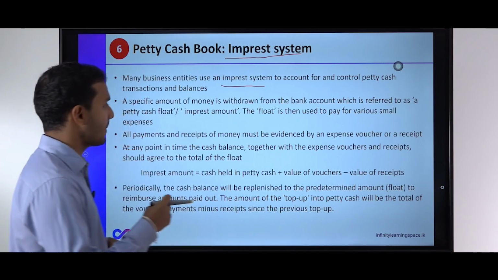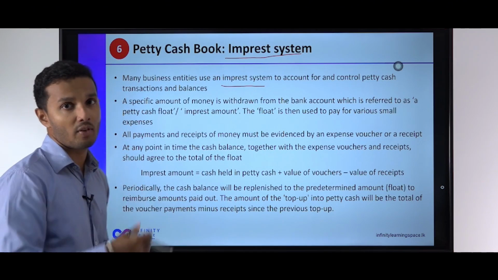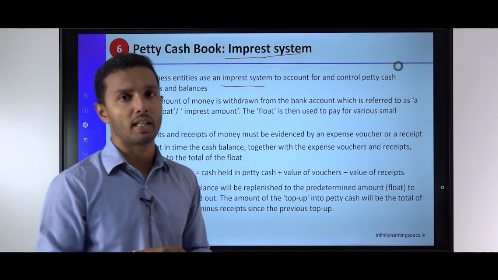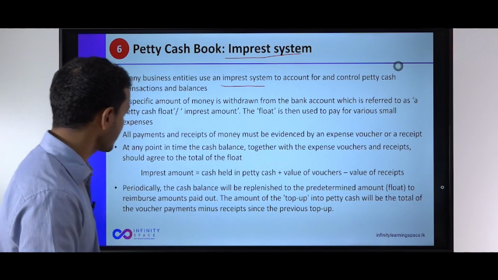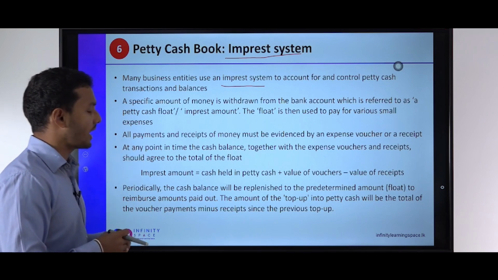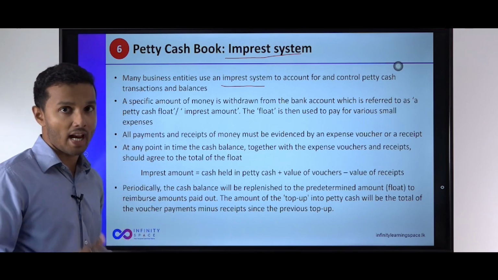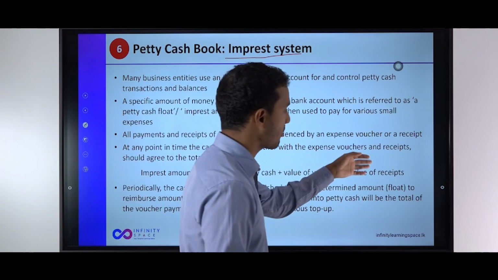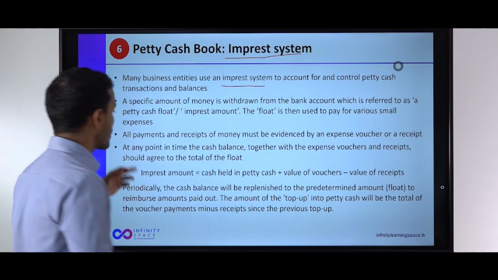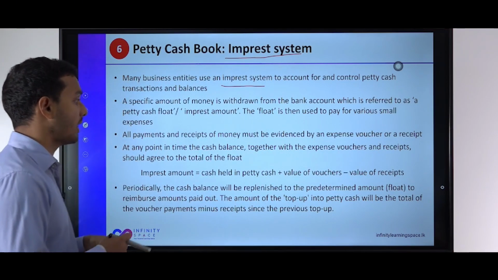So every time petty cash is used to pay for something or money is received by the petty cashier, he will create an expense voucher or a receipt. At any point in time, the cash balance, the amount of cash that the petty cashier has, together with the value of the expense vouchers and the receipts, should agree to the total of the float.